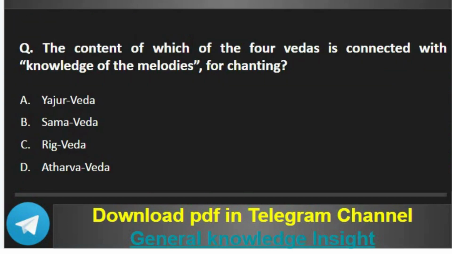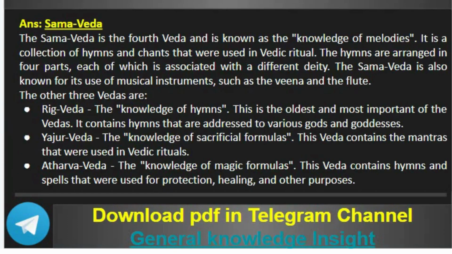Next question. The content of which of the four Vedas is connected with knowledge of the melodies for chanting? Correct answer is option B, Samaveda. Here, Samaveda is the fourth Veda and is known as the knowledge of melodies. It is a collection of hymns and chants that were used in Vedic ritual. The hymns are arranged in four parts, each of which is associated with a different deity. The Samaveda is also known for its use of musical instruments such as the veena and the flute.